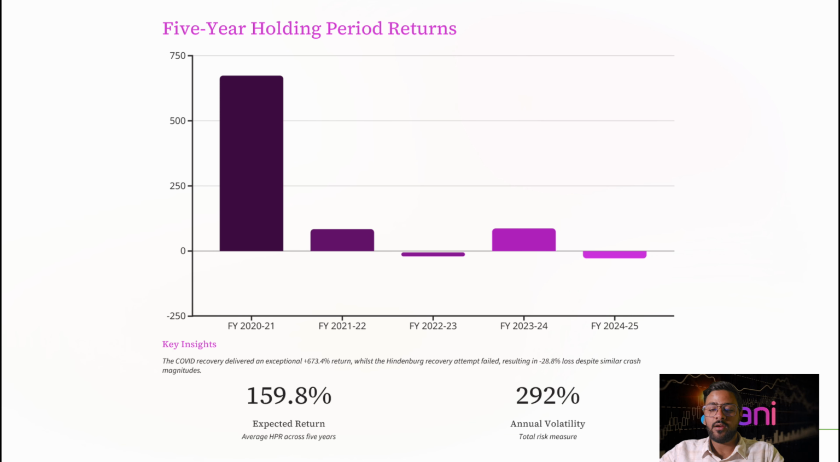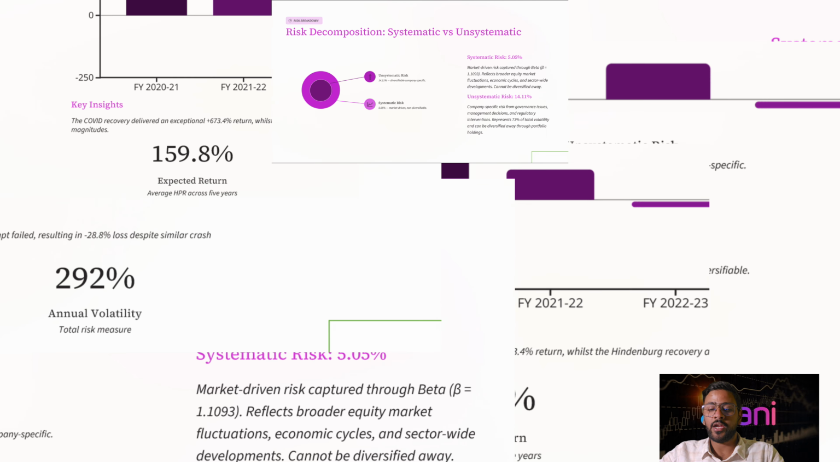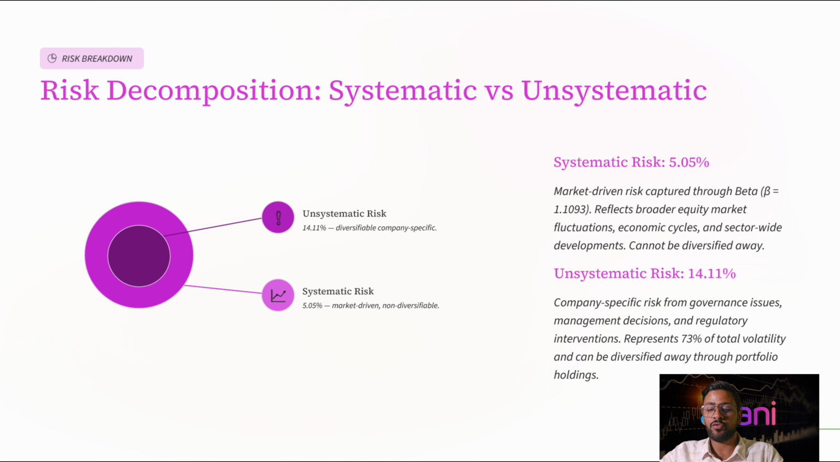So our main research question is: do investors in Adani Enterprises really get paid for the risk they take? Between 2020 and 2025, the company faced two major shocks: the COVID-19 market crash, a systematic risk, and the Hindenburg allegation, an unsystematic risk. Interestingly, both caused similar stock crashes of around 46 to 52 percent, but the recovery outcome was very different. This forms the core of our analysis.